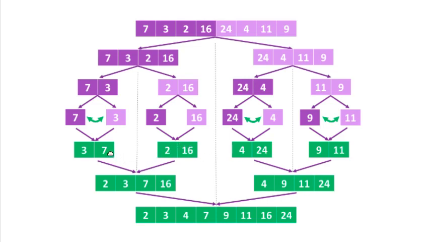When we compare, 7 is smaller, so we put it onto the next index, and then 16 is the last one, so we don't have to compare it with any other elements, we just put 16 at the end. The same goes for the other partition here, and in the end we do the same comparison, and then we have the merge sort. So this is the merge, and it's been sorted. Earlier we had 7, 3, 2, 16, 24, 4, 11, and 9. Now we have 2, 3, 4, 7, 9, 11, 16, 24 in ascending order, and it's been sorted.